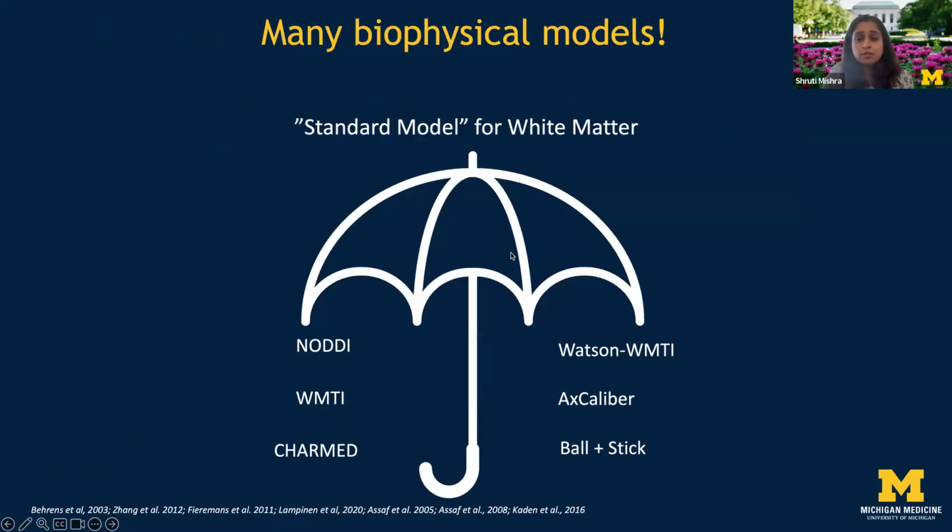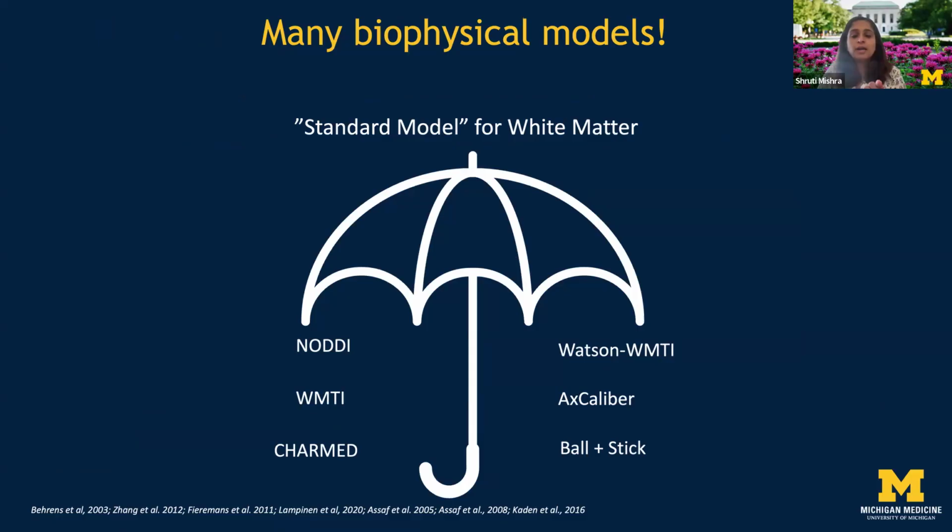There are many biophysical models, and there's an alphabet soup of them described in the literature. Here I've listed some of the most common. Perhaps the most common in the context of aging and dementia literature, if you've heard of one of these, probably the one you've heard of is NODDI.